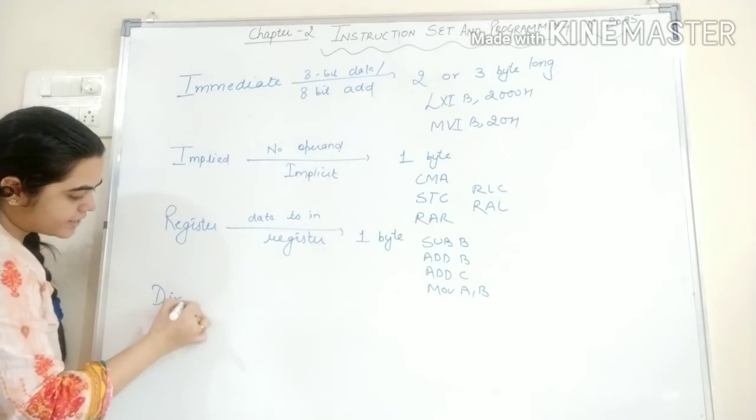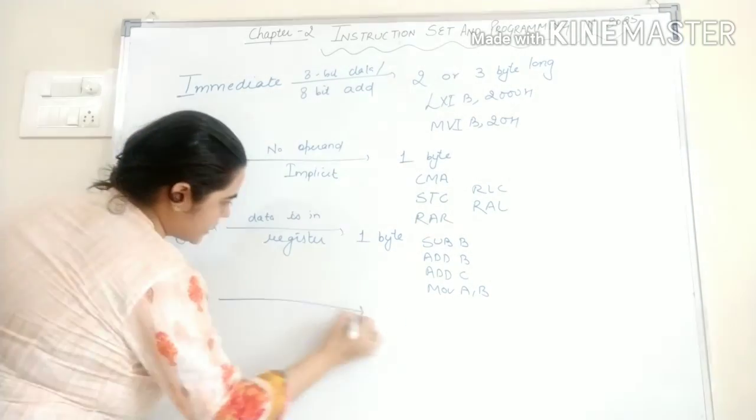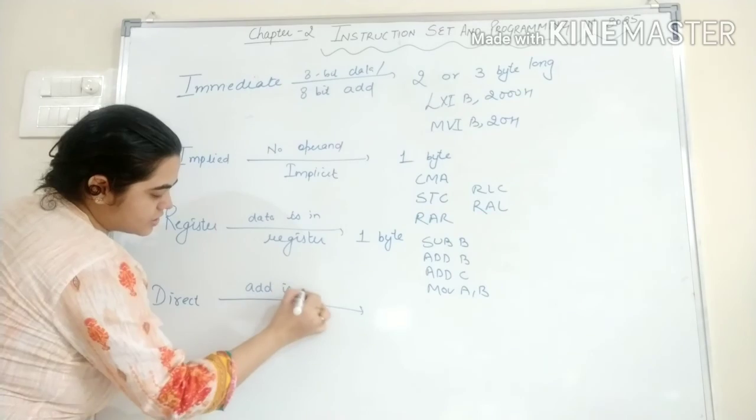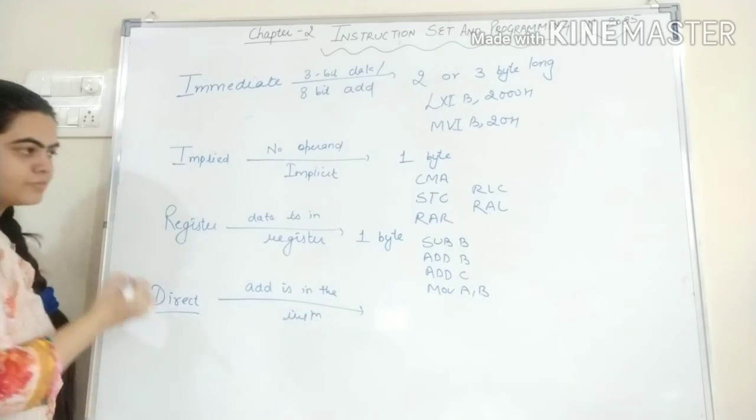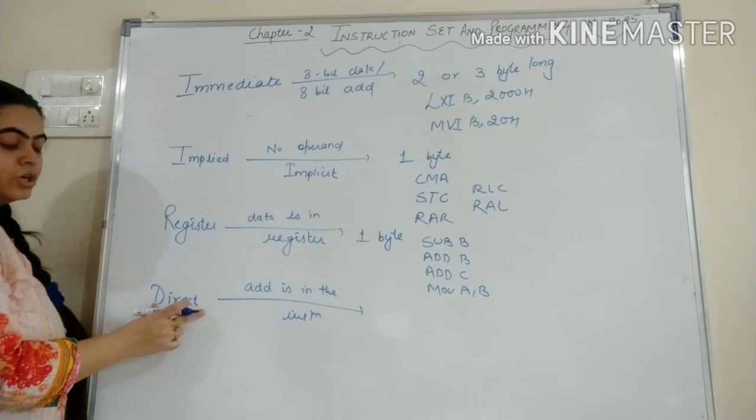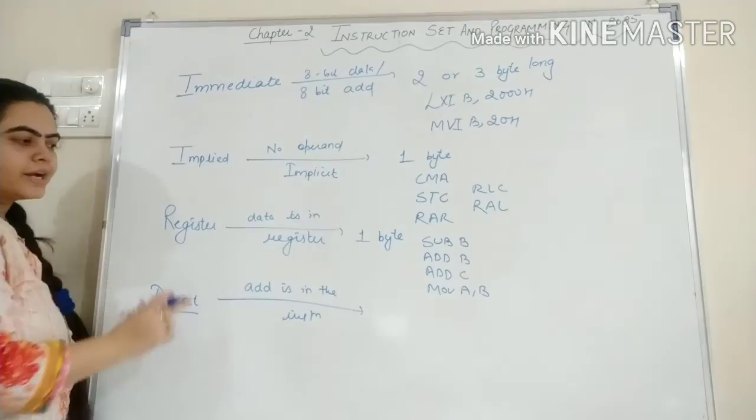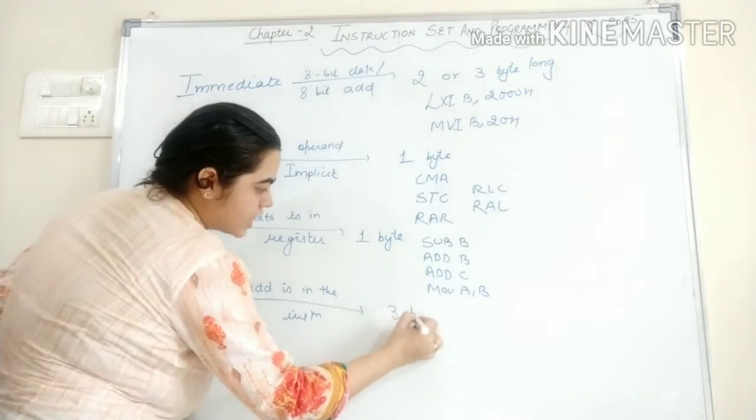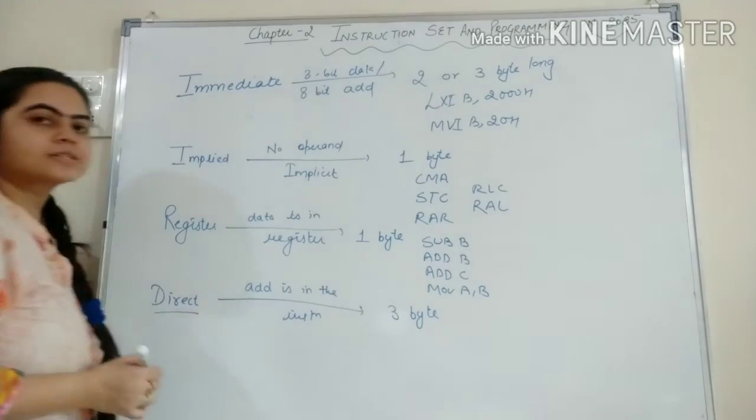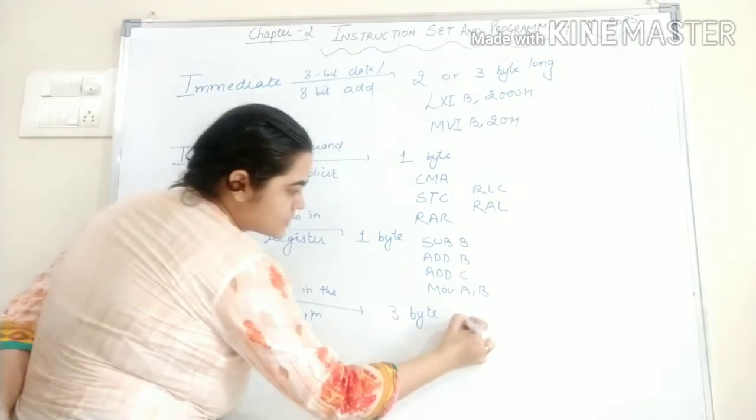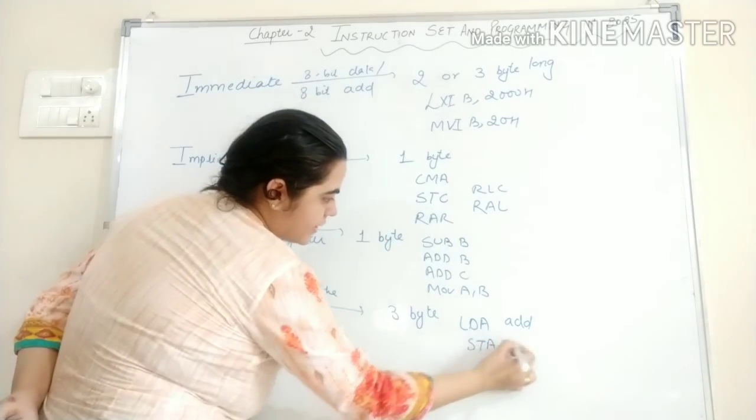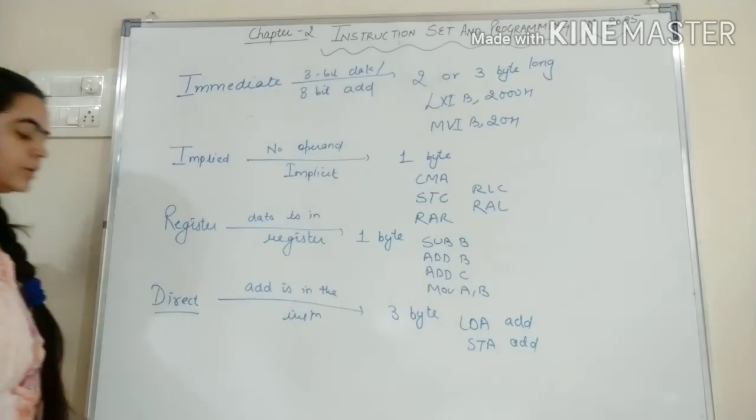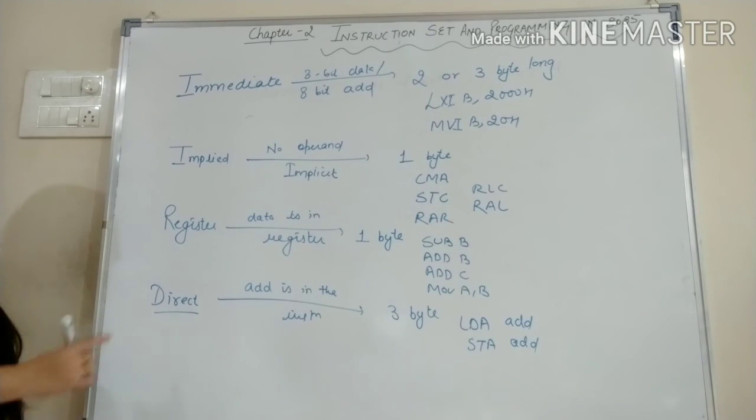Next one is the direct addressing mode. In this case the address is in the instruction. If the address is given in the instruction, that instruction comes under the direct addressing mode. These instructions are 3 byte instructions because the address is in the instruction. For example LDA address or STA address. These instructions are the direct addressing mode type of instructions.